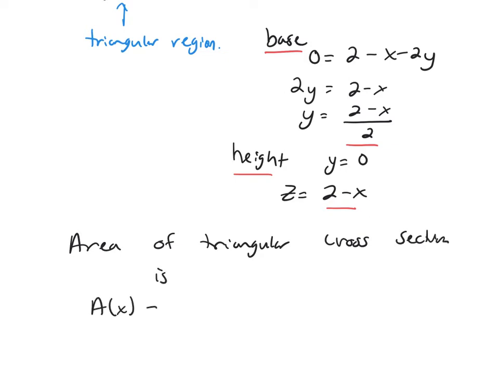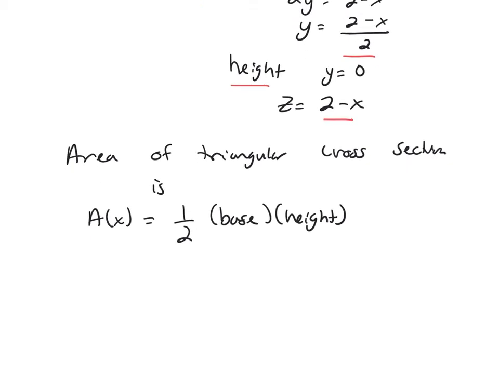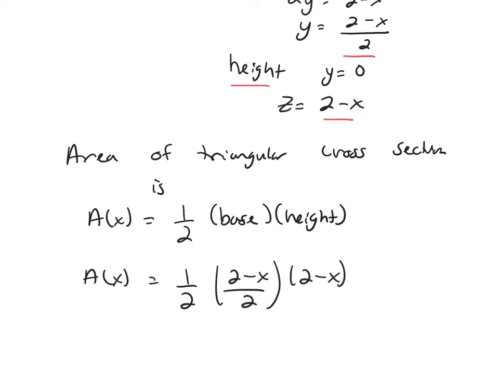So it solely depends on the variable x. And remember, area for a triangle, it's 1/2 base times height. So A of x, it's 1/2. The base we said was 2 minus x over 2. The height was 2 minus x. So in the end, this area will be 2 minus x squared over 4.